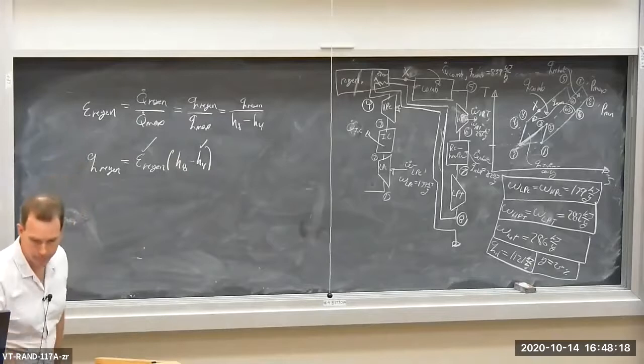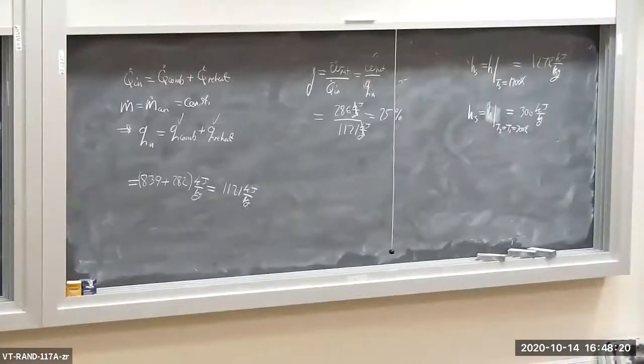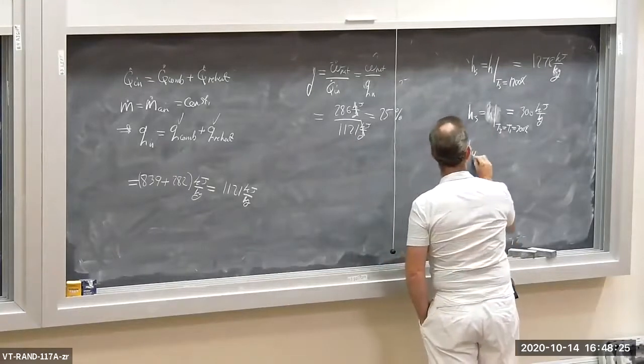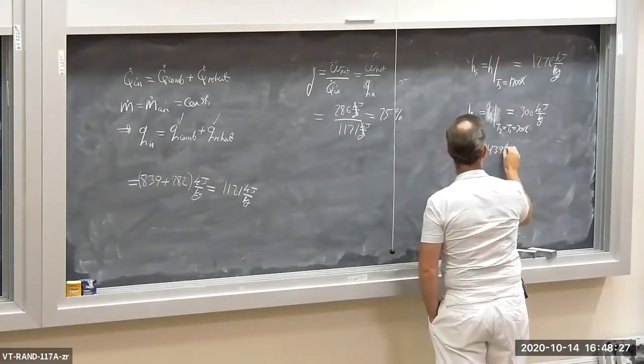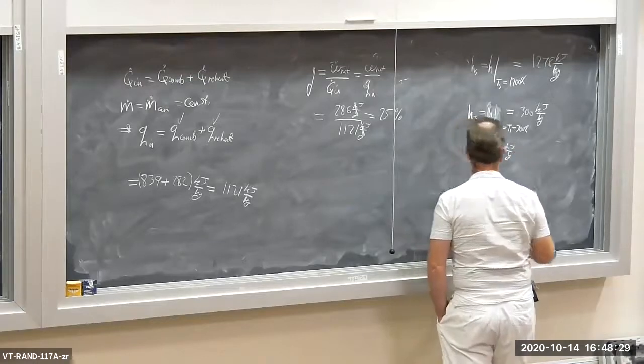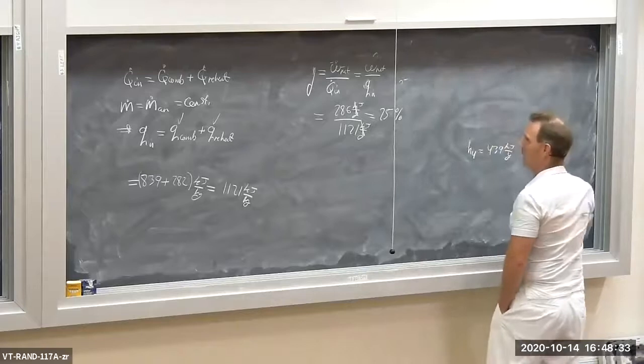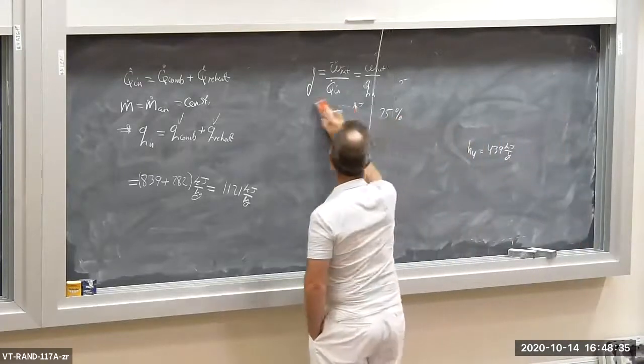I'll put it over there. H4 is 439 kilojoules per kilogram. I must have had that at some point. Okay, so I need to find H8.